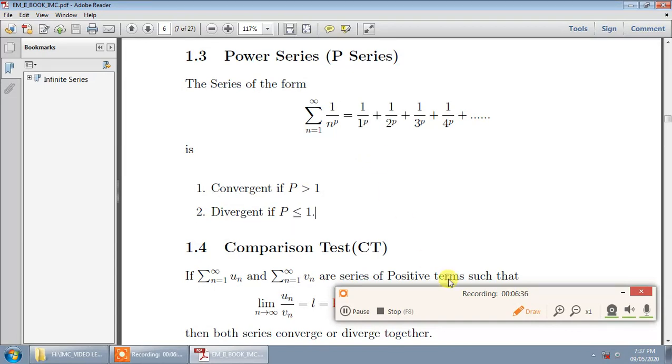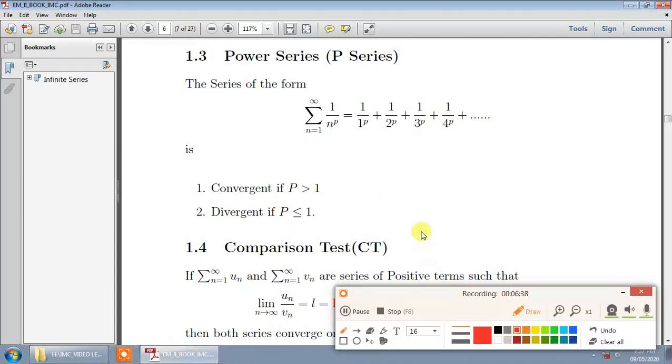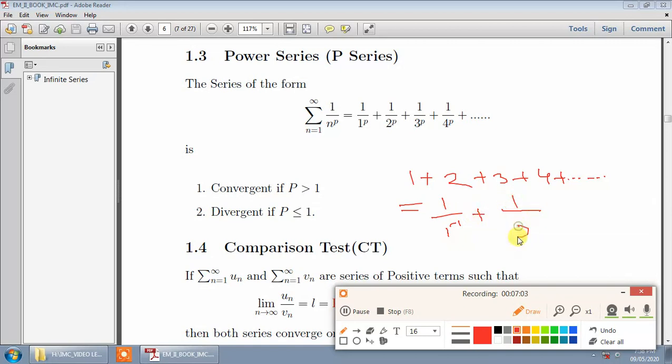Suppose that you have the series 1 plus 2 plus 3 plus 4 plus and so on. Now you will say, sir, this is not a P series, but I will show you that this is a P series. How is it a P series? We can write 1 as 1 upon 1 raised to minus 1. We can write 2 as 1 upon 2 raised to minus 1. We can write 3 as 1 upon 3 raised to minus 1.